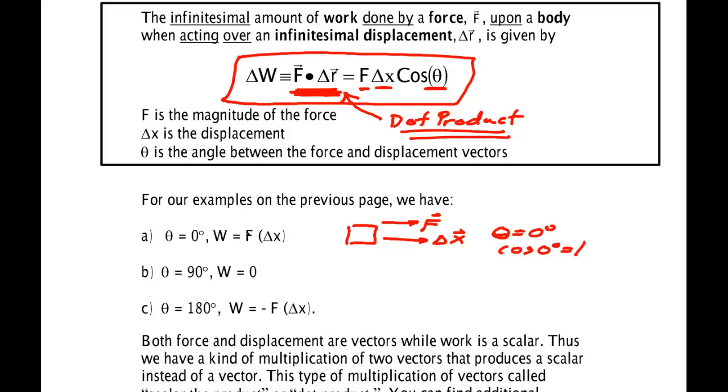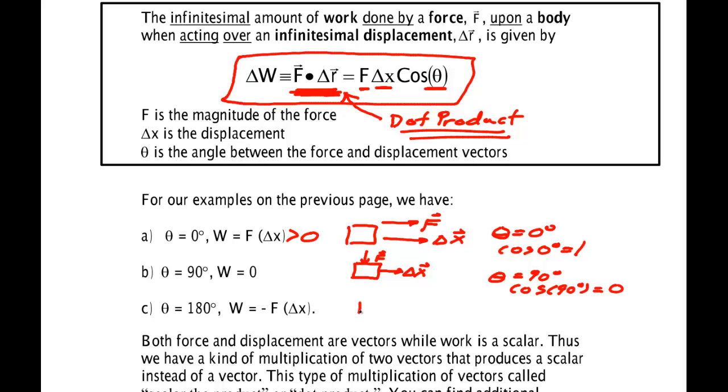So all we ended up with was force times this distance, which is delta x. And this was greater than 0, so the object sped up. In the second example, the force that we were applying was down, and delta x was horizontal. In this case, the angle was 90 degrees, and we know the cosine of 90 is 0, so no work was done. The object did not change speeds.